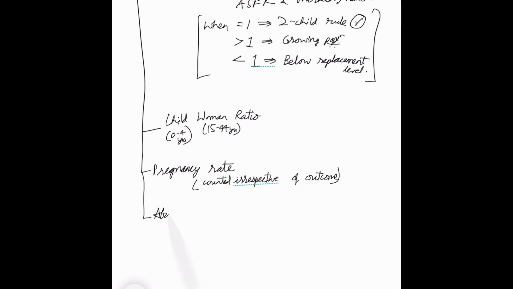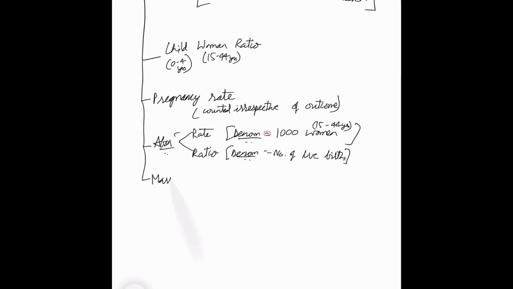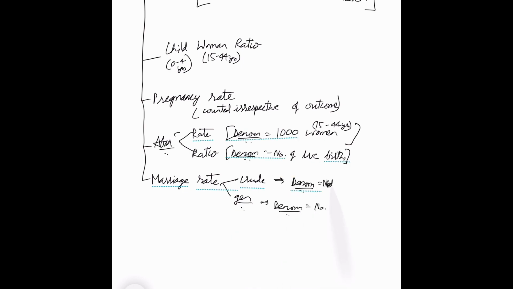We also have a child-woman ratio. It's basically the ratio of kids aged 0 to 4 years to the number of women aged 15 to 44 years. Then the pregnancy rate, where we count all pregnancies per median population irrespective of the outcome. Then abortion rate and ratio. In abortion rate, the denominator is 1,000 women aged 15 to 44 years, and for ratio, it's the number of live births.